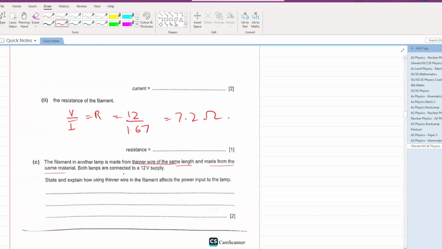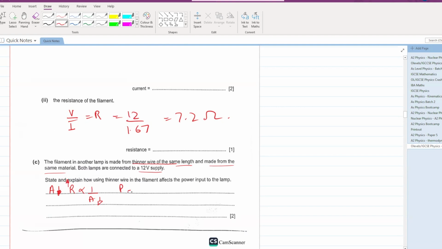Let's further move ahead. The filament in another lamp is made from thinner wire of the same length and made from the same material. Both lamps are connected to a 12-volt supply. State and explain how thinner wires in the filament affect the power input to the lamp. If your wires are thinner, that means your area is lesser. Resistance is inversely proportional to area. If area becomes less, resistance will increase.